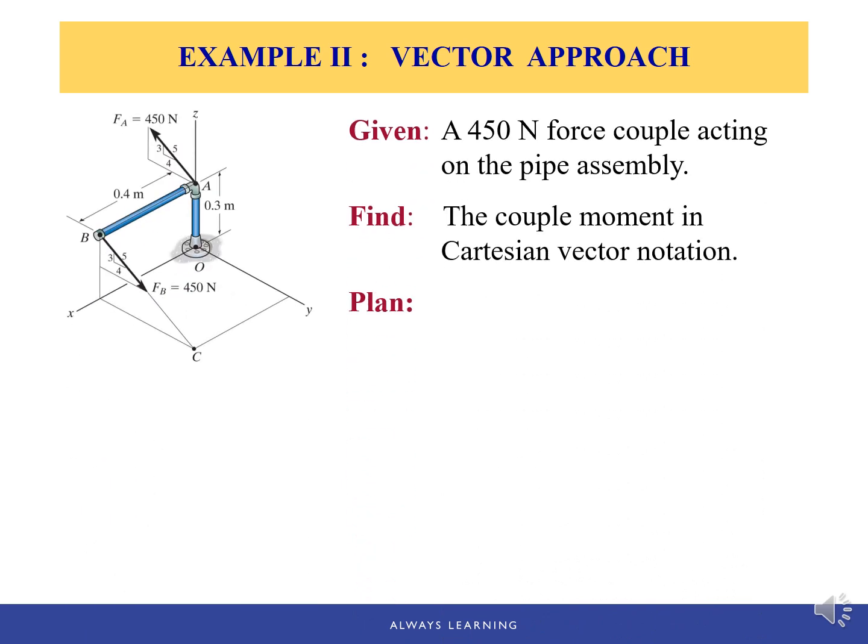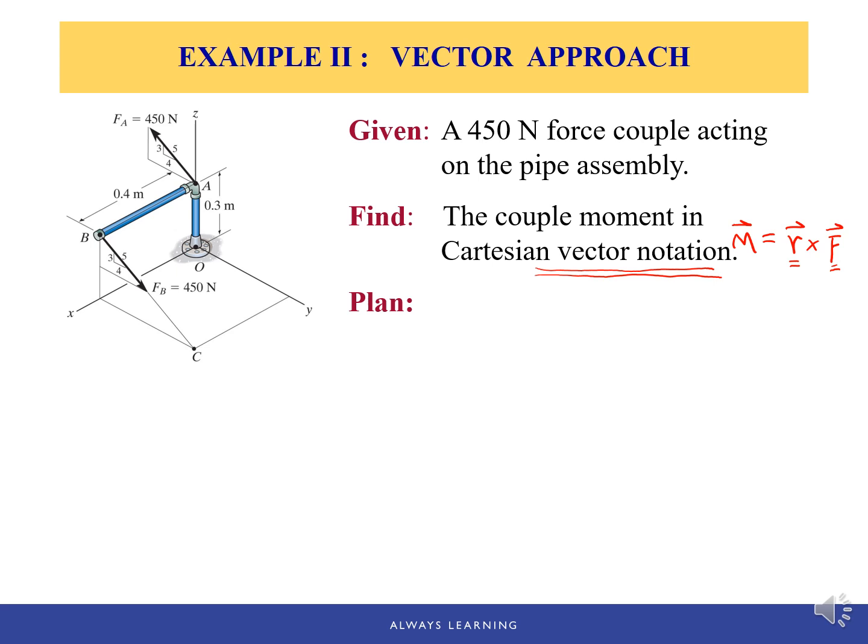The second example, we have a 450 Newton force couple acting on the pipe assembly over here, and we're looking for the couple moment in Cartesian vector notation. Since we need to find the couple moment in Cartesian vector notation, it will be easier to use the vector formulation, where the moment of a couple equals a position vector cross the force vector, and the position vector should end on the force vector we choose.